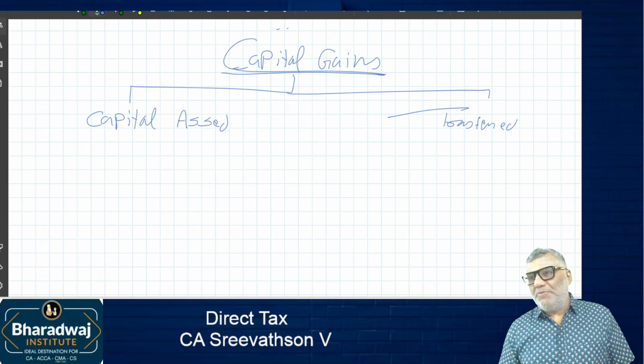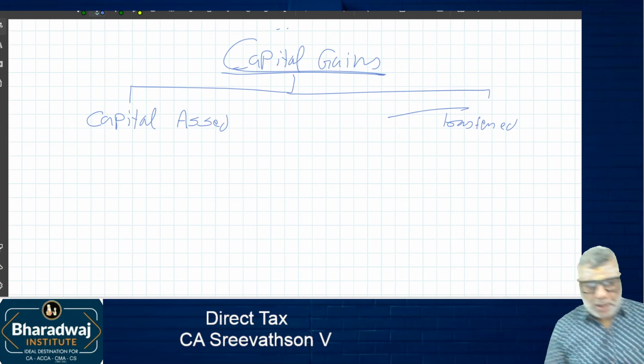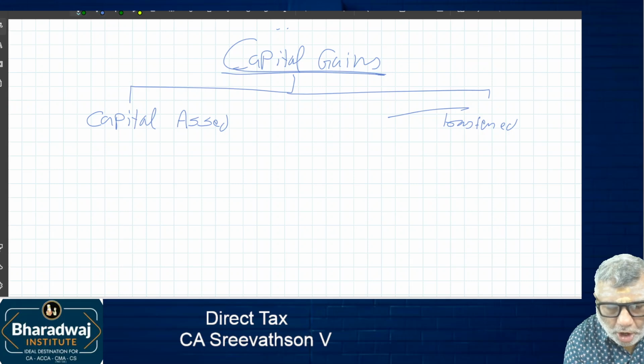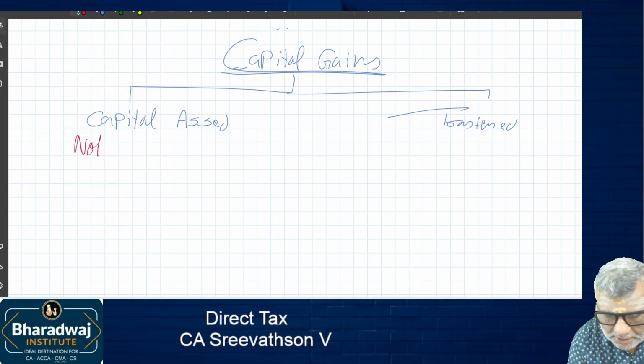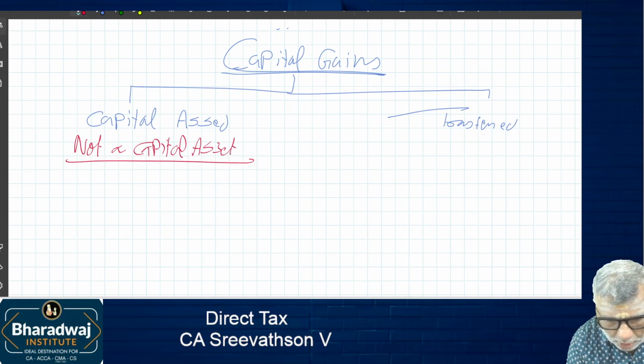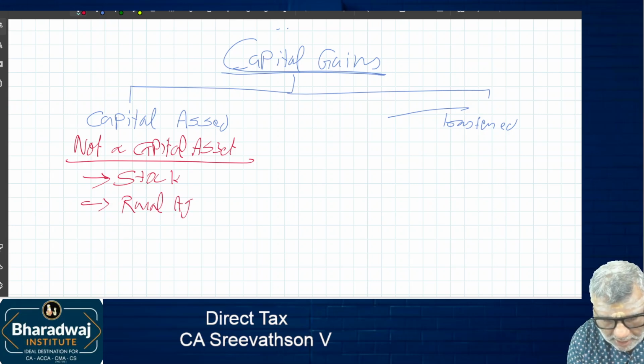The negative definition makes it more interesting, more clear about it. So the law also says what is not a capital asset. Not a capital asset: that is stock in trade, rural agricultural land.